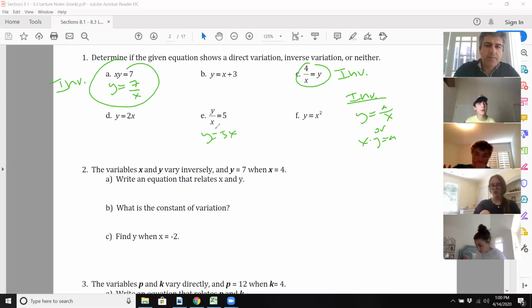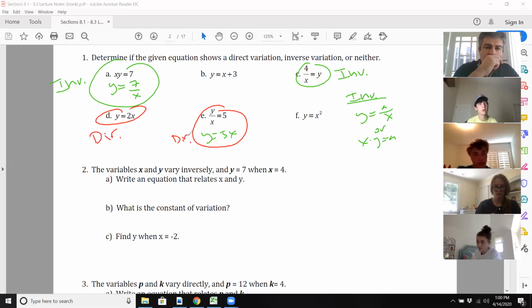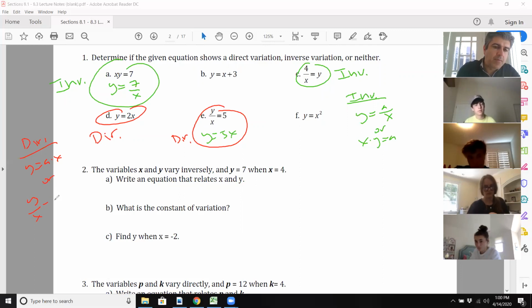Now these right here are going to be direct. Remember what direct represents. Direct is y equals a times x, or y over x equals a. So if I were to double x, y gets doubled. Or if I triple x, y gets tripled. Or quadruple x, y gets quadrupled. If I halve x, y gets halved. They go in the same direction.